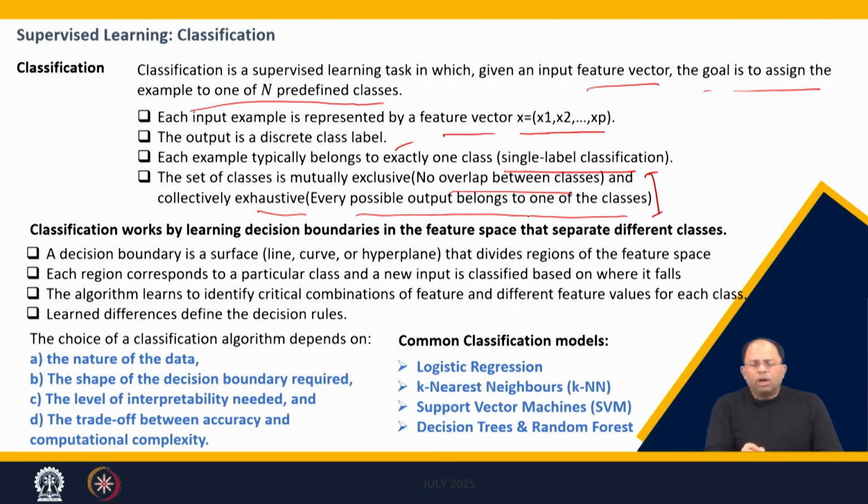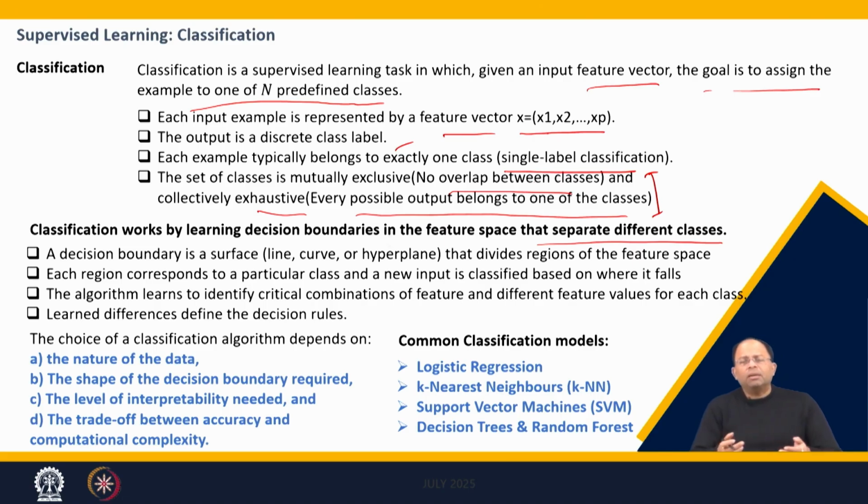Classification works by learning decision boundaries in the feature space that separate different classes. Sometimes this could be a line, sometimes it could be a curve, or it could be a hyperplane. That means we have different points in a 2D or a 3D space. If it's in a 2D space, a line can differentiate between different classes, or sometimes it could be a curve instead of a line, depending on the distribution of the data.